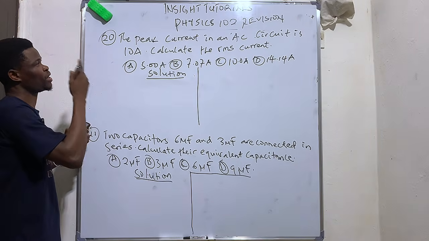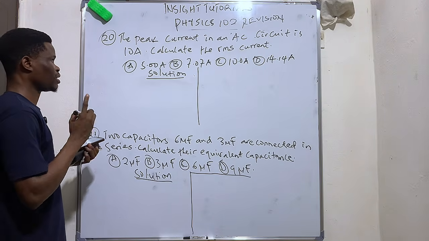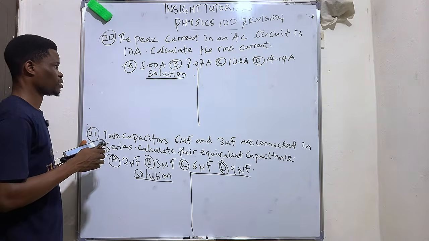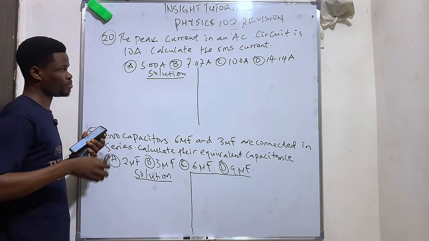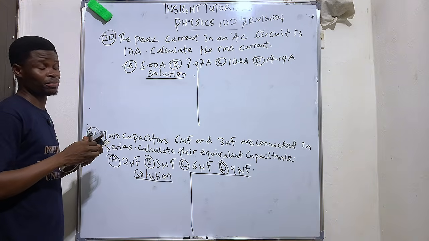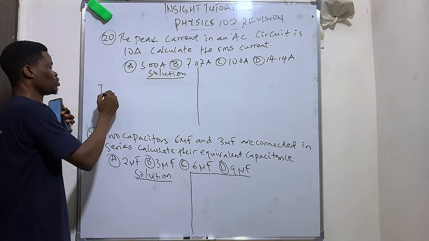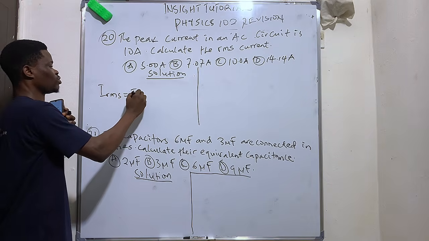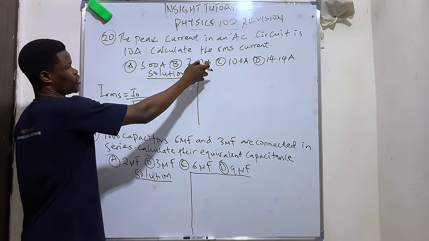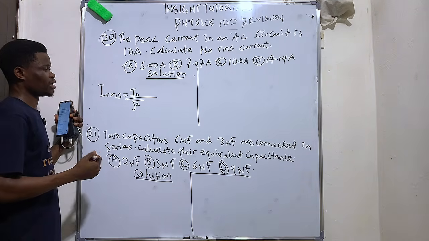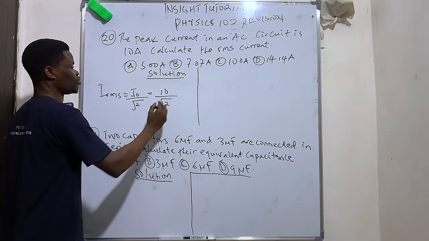The first question says the peak current in an AC circuit is 10 ampere. Calculate the root mean square current. The options are 5 ampere, 7.07 ampere, 10 ampere, and 14.14 ampere. The formula that will guide us in solving this is simply the root mean square current is equal to the peak current all over the square root of 2. The peak current we're given in this question is 10 ampere. So we'll simply substitute 10 all over the square root of 2.